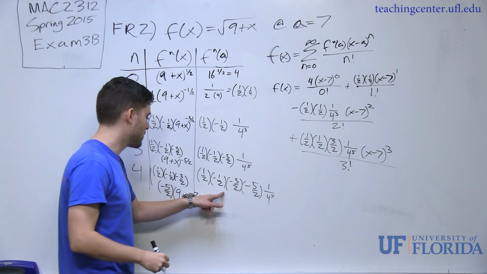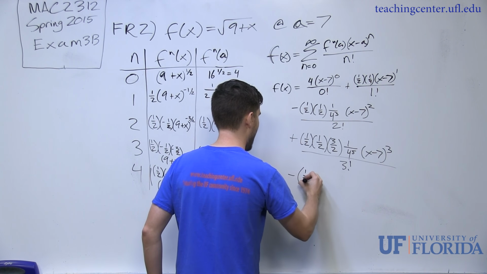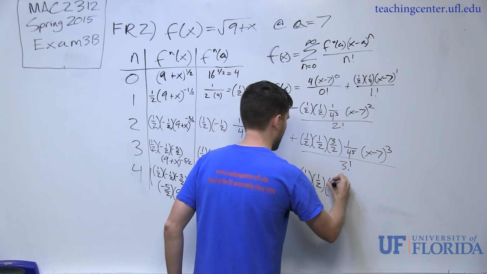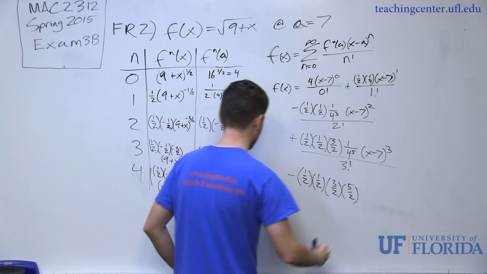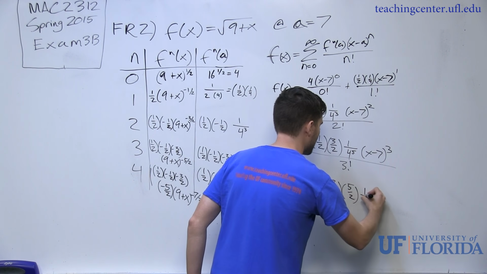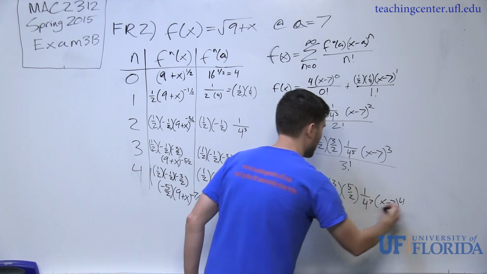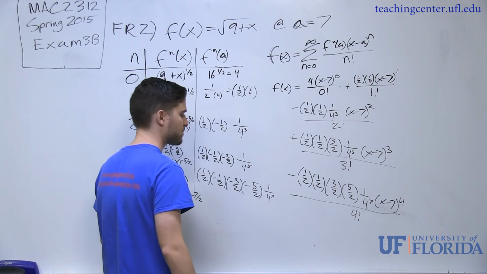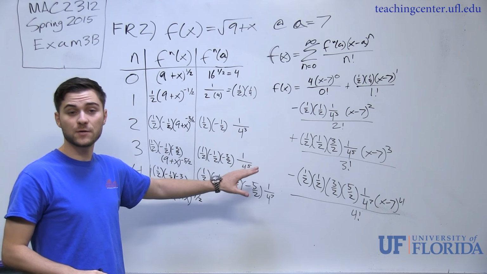Now we have our last term. Our last term is going to be a negative. So minus 1/2, 1/2, 3 halves, 5 halves, 1 over 4 to the 7th, x minus 7 to the 4th, all divided by 4 factorial. And keep in mind that this is not the only terms in our Taylor series.